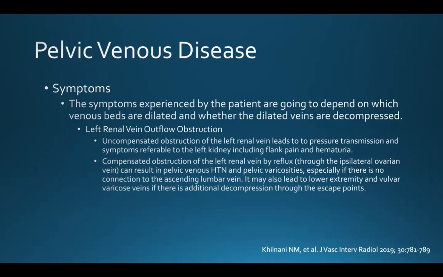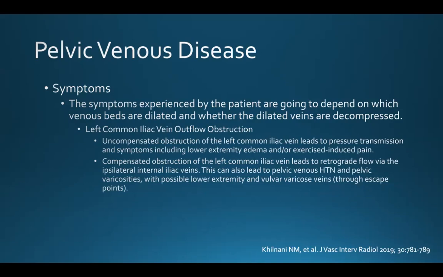Uncompensated physiology in the setting of left renal vein obstruction can lead to pressure transmission and symptoms referable to the left kidney, including flank pain and hematuria. But if the obstruction is compensated through reflux through the ipsilateral ovarian vein, it can lead to pelvic venous hypertension and pelvic varicosities, especially if there's no connection to the ascending lumbar vein. It can also lead to lower extremity and vulvar varicosities if there's additional decompression through the escape points.